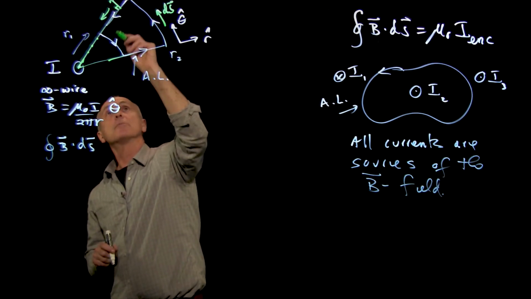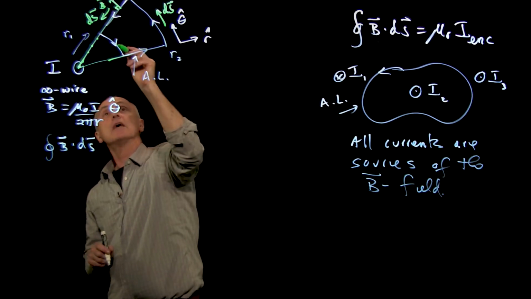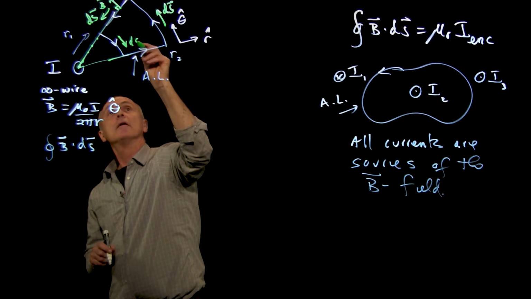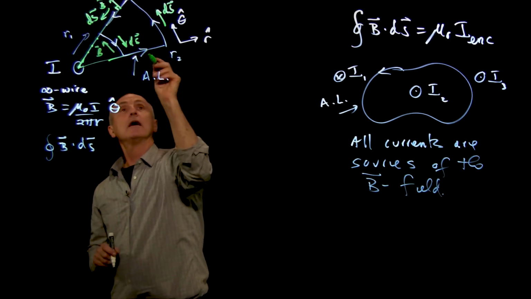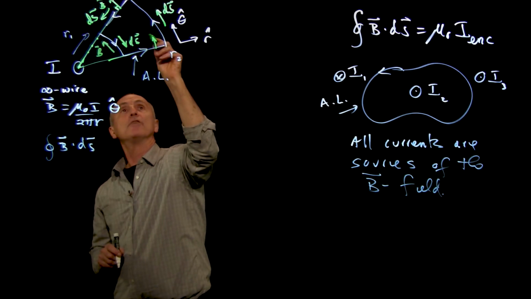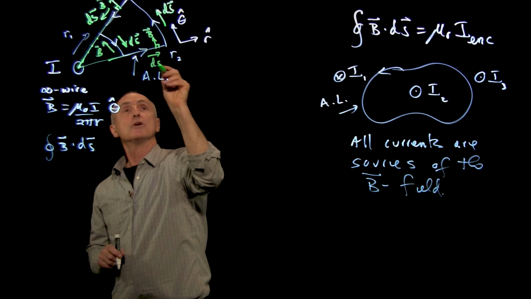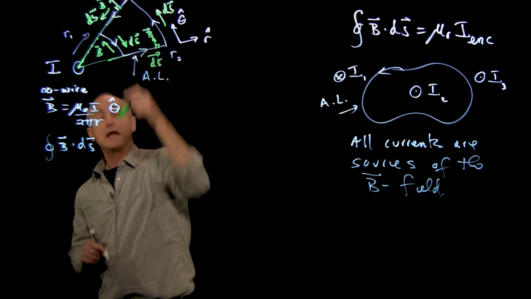This one is interesting because here's the line element. That's the B field. In this case, the line element is this way, but the B field is in the opposite direction, so we're going to have a negative sign. And over here, again, our B field is perpendicular to the line element. So on these 2 legs, there's no contribution, positive or negative.